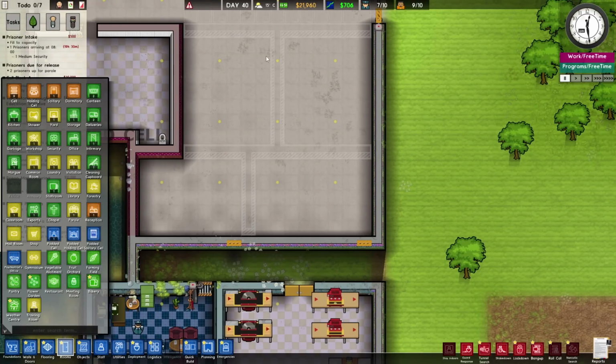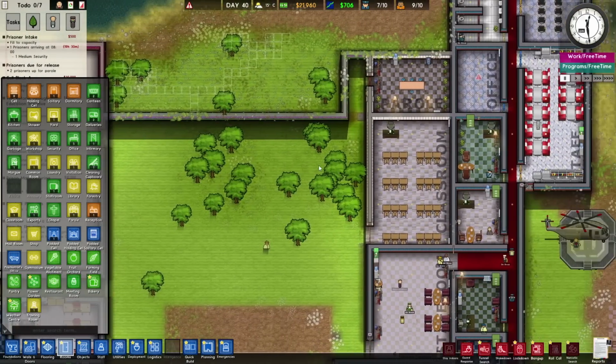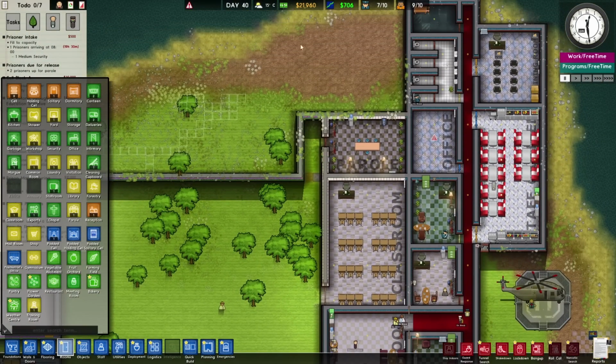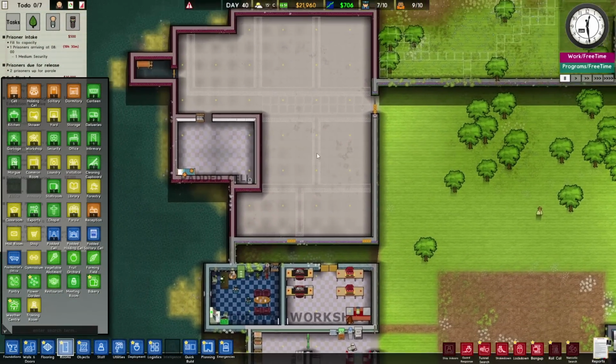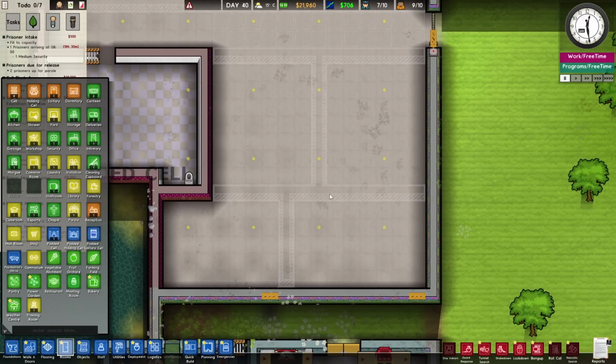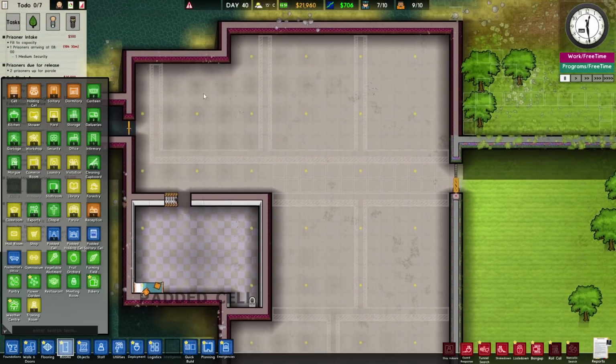So I think we rework this space down here, get ourselves a padded solitary cell, and then move these offices, the psychiatrist and psychologist office, over here somewhere. We'll relocate them to another part of the prison, I think. That'll be the best option. So let's zone these out now.